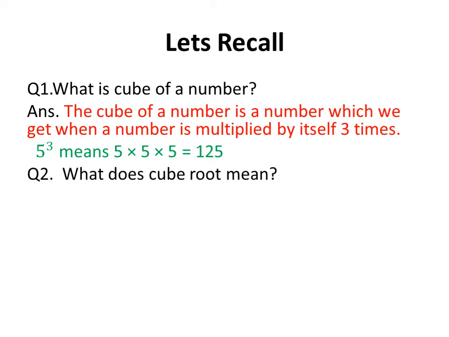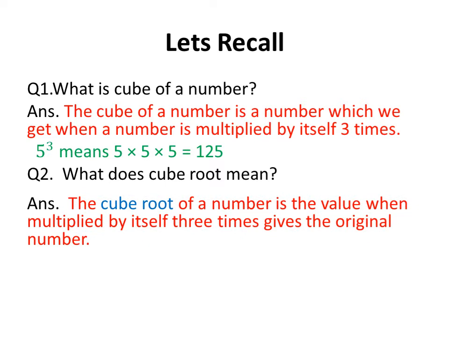What does cube root mean? The cube root of a number is the value which, when multiplied by itself 3 times, gives the original number. Let us see an example. The cube root of 125 is 5. It means 5 is the value, and when 5 is multiplied by itself 3 times, it will give you the original number, that is the radicand of your radical. So 5 is the cube root of 125.